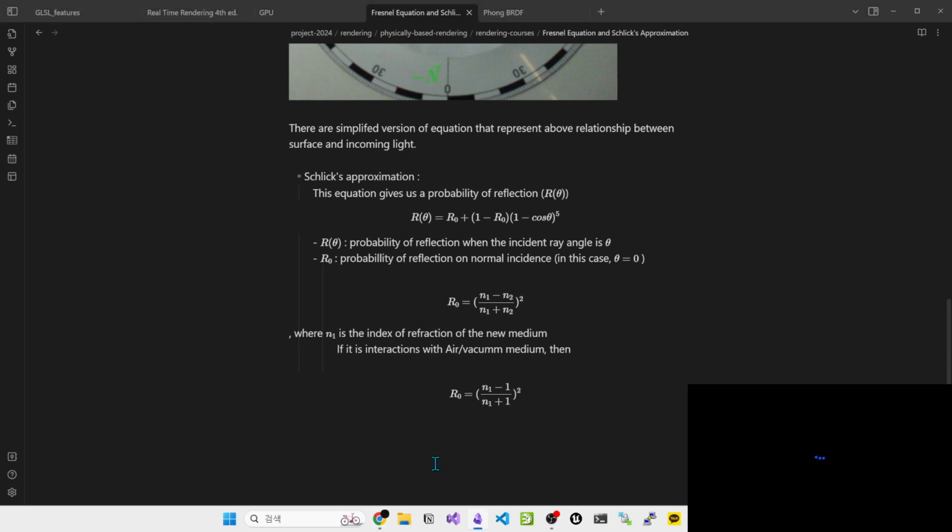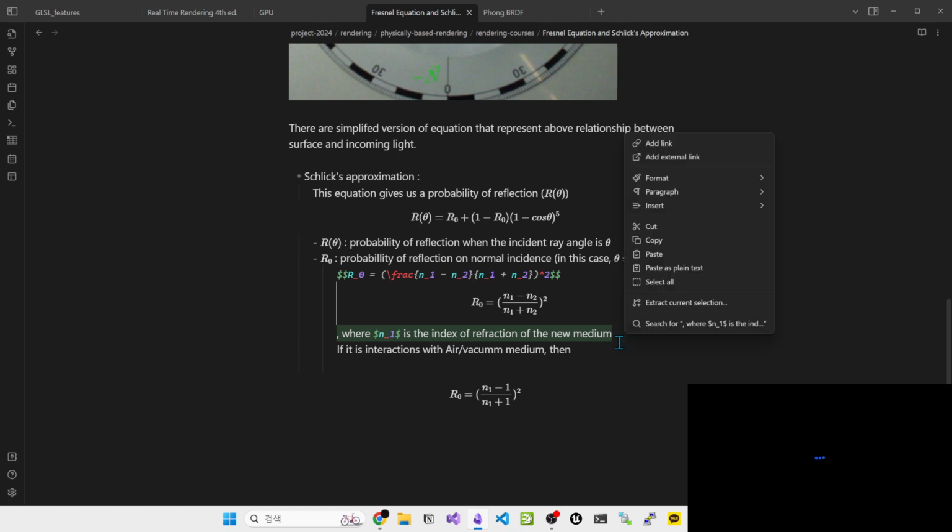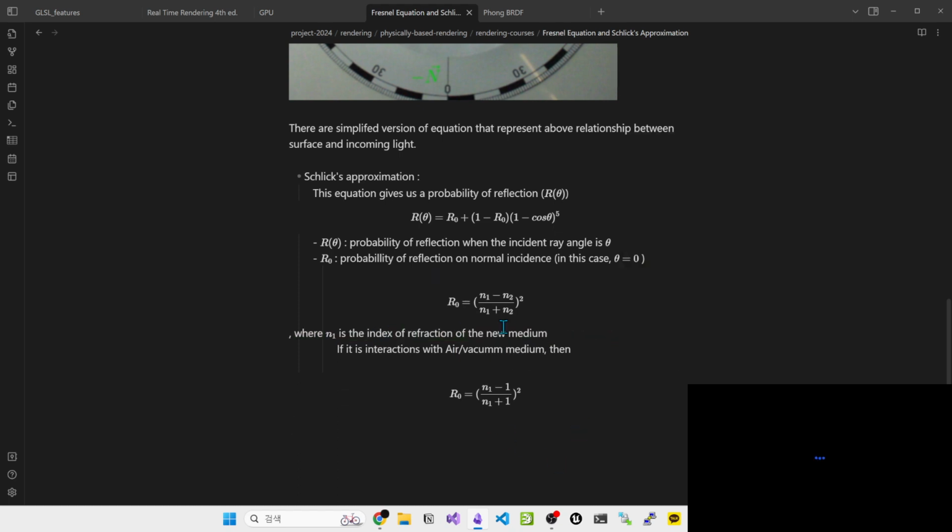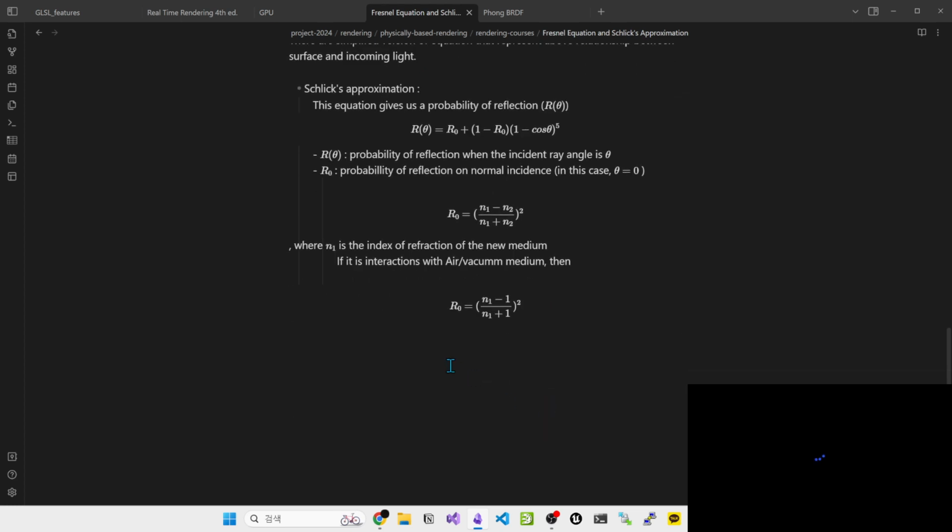And this N1 is the medium that we go into. So for instance here, glass. And let's see what happens there. But before we do that, T is the probability of transmission. Obviously, if the light is not, we forget absorption for now. If light is not reflected, then there is refraction. It's simple as that.